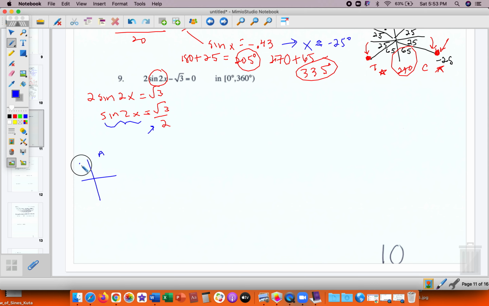So all students take calc. Sine will be positive root 3 over 2 here in the 1st quadrant and in the 2nd quadrant. We know that sine is going to be positive root 3 over 2 at 60 degrees. If that's 30, that's 30. So this is 90 plus 30, which is 120. So at 120 degrees and at 60 degrees, we're going to have a sine value of root 3 over 2.